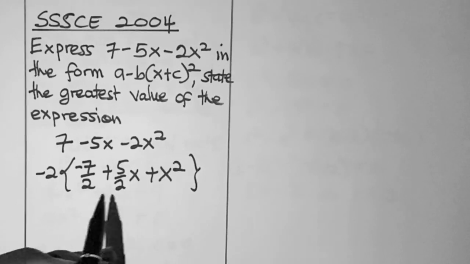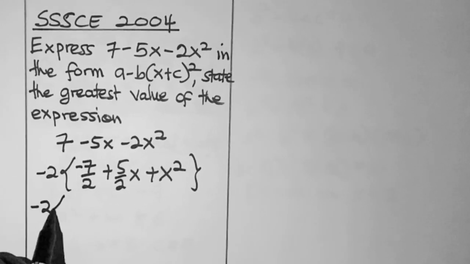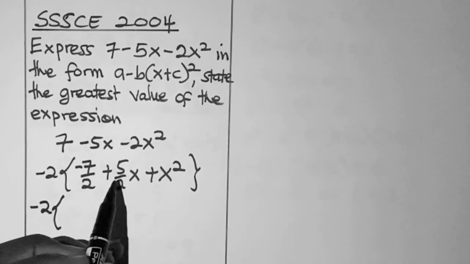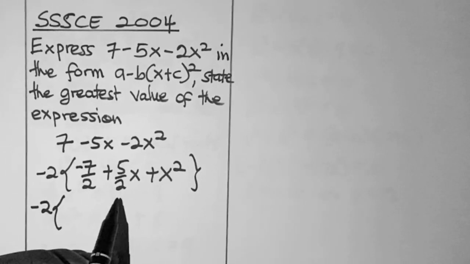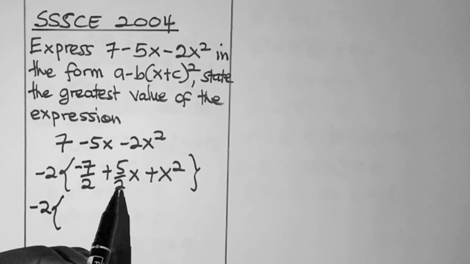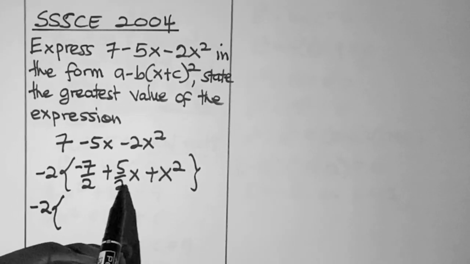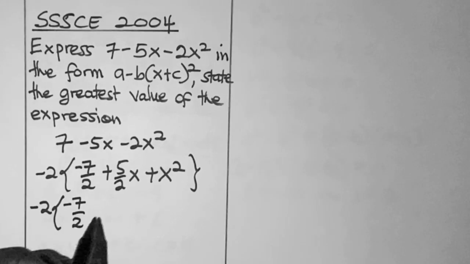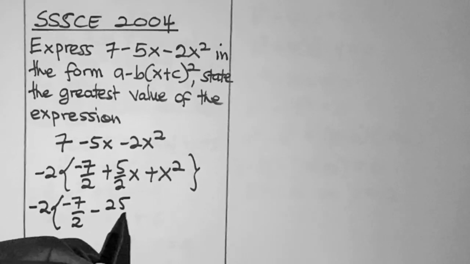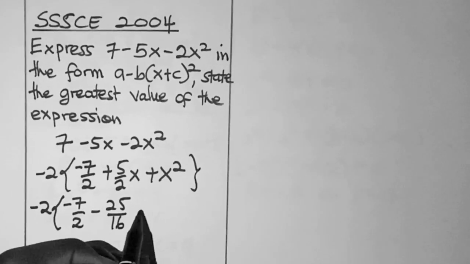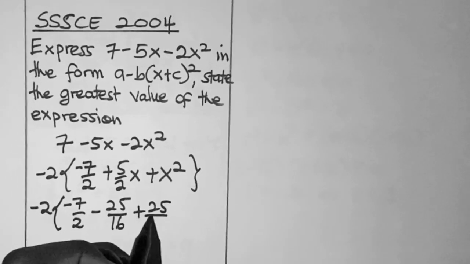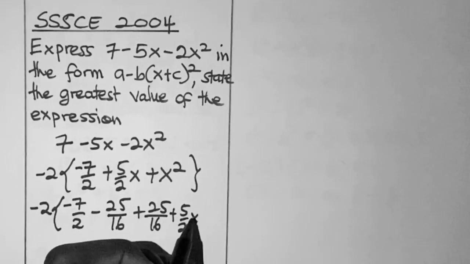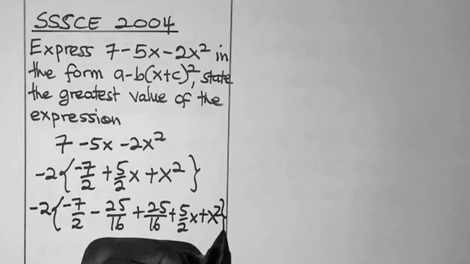We square it, add and subtract. So this becomes minus 2. Now, half of the coefficient of x, half of 5 over 2, is 5 over 4. If you square 5 over 4, it becomes 25 over 16. So here becomes minus 7 over 2 minus 25 over 16, and then plus 25 over 16 plus 5 over 2 x plus x squared.